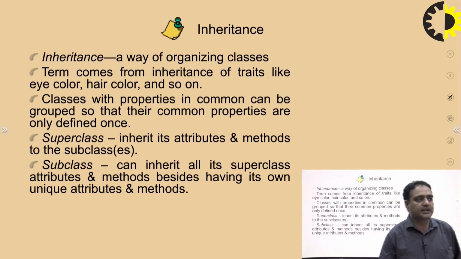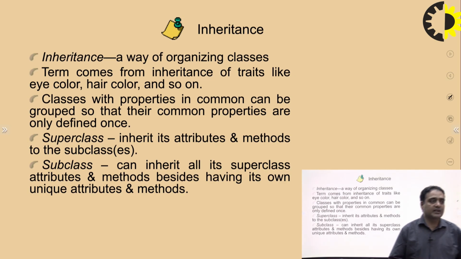Next concept is inheritance. Inheritance is a way of organizing classes. The term comes from the inheritance of traits like eye color, hair color, and so on. Classes with properties in common can be grouped so that the common properties are only defined once.